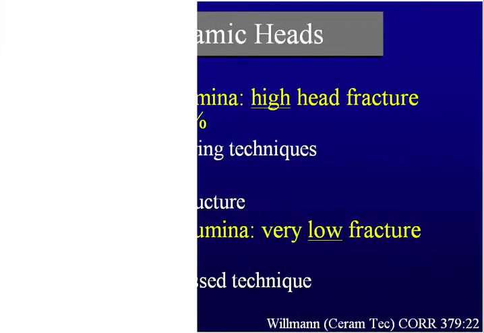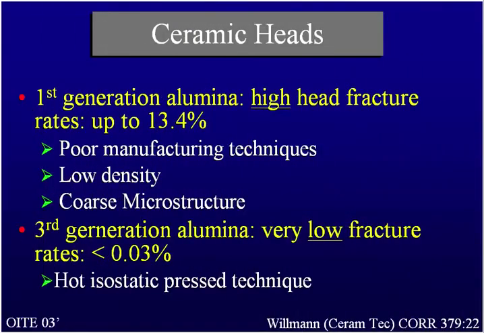Ceramic heads, first generation alumina heads, had a high fracture rate, as much as 13.4%. This was due to poor manufacturing techniques, low density, and coarse microstructure. That's all been improved. The third generation aluminas have a very low fracture rate. Generally, the process to get the low fracture rate is a hot isostatic pressed technique. So if you remember that.